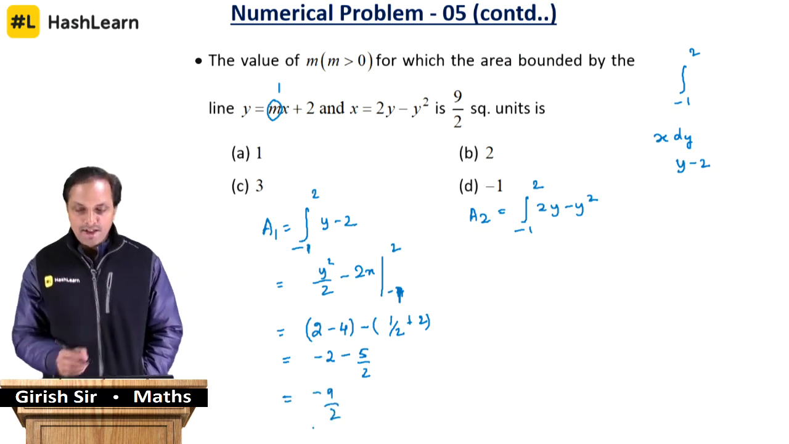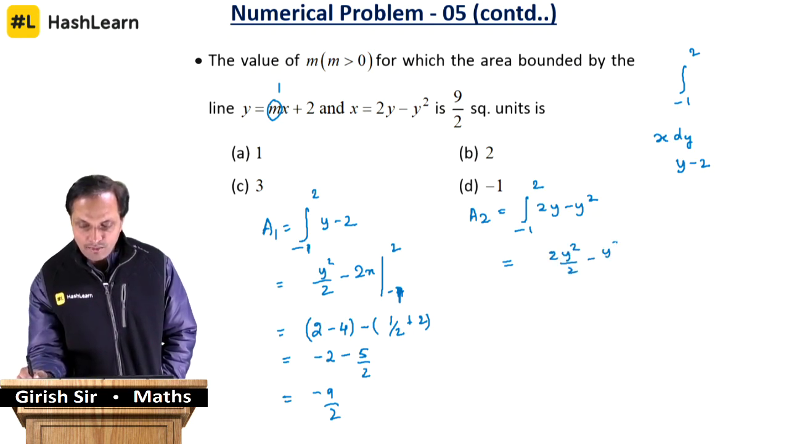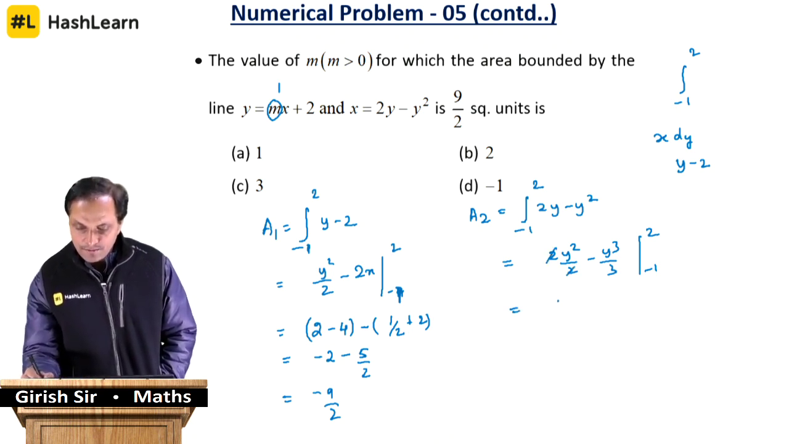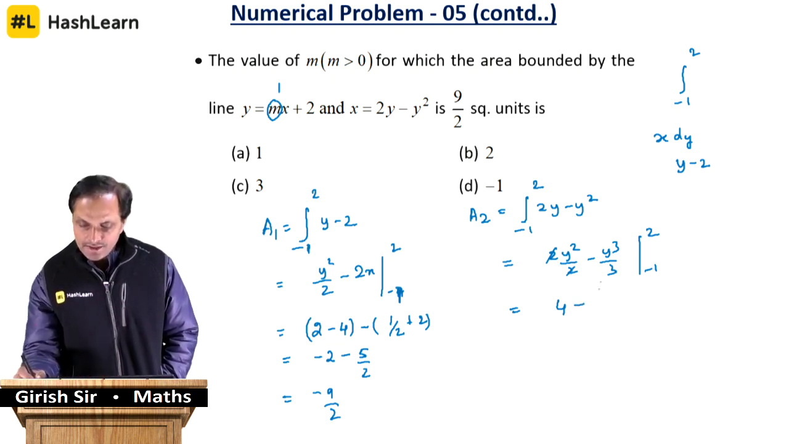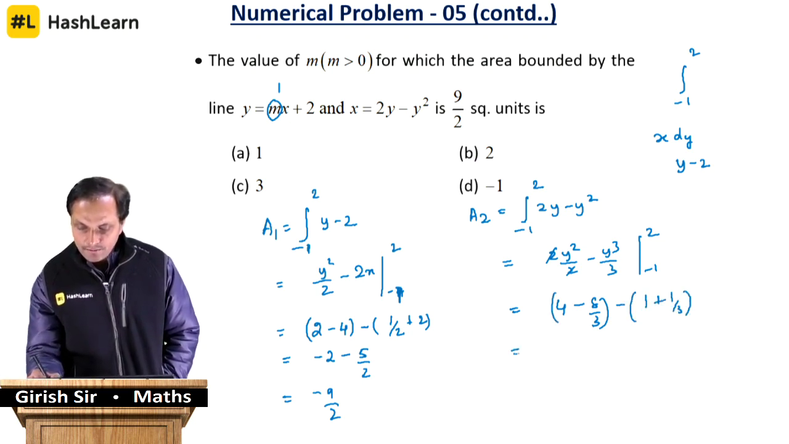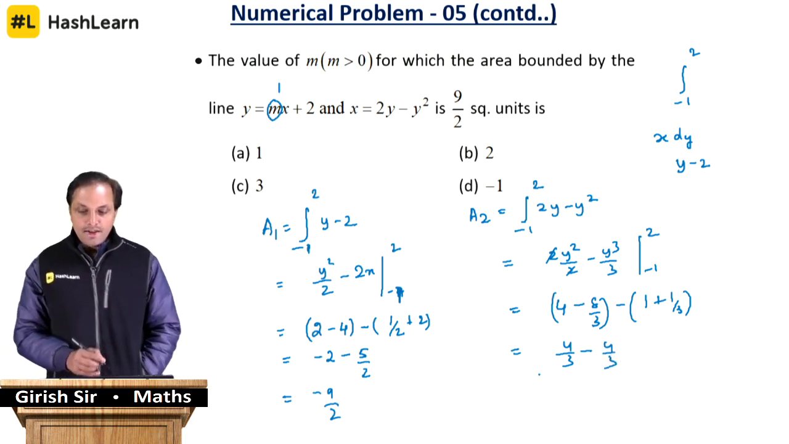Keep it on one side. Let us do the integration for this. You will have 2 into y square by 2 minus y cube by 3, limits minus 1 to 2. Let us do the simplification here. This 2 and this 2 get cancelled. 2 square is 4, minus 2 cube by 3 is 8 by 3. This is your upper limit. And minus the lower limit, that will give you plus 1 by 3. So 4 threes are 12 minus 8 is 4 by 3, minus 3 ones are 3 plus 1 is 4 by 3. So what is that giving?